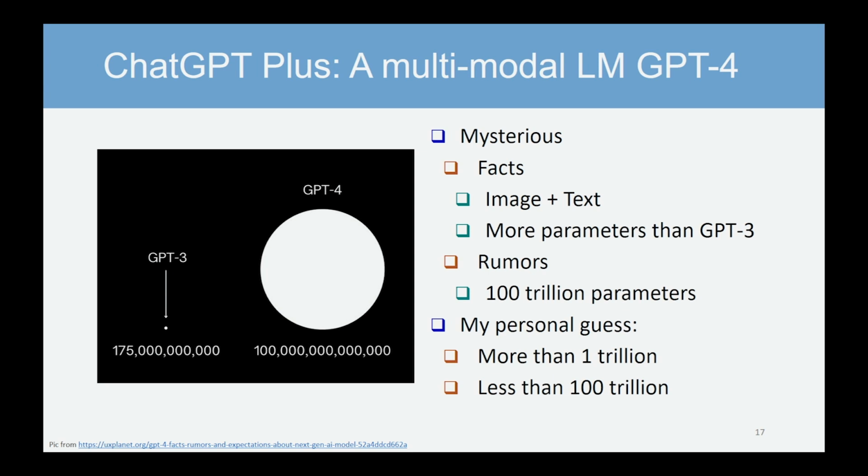If you think about how many neurons we have in the human brain and how many connections between these neurons, in a neural network usually one connection means one parameter. And in GPT-3, we have 175 billion parameters, and the rumor says there are 100 trillion parameters. It's significantly larger.